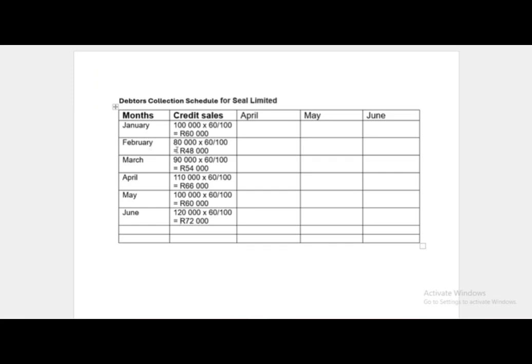All right, so credit sales for January 60,000. Credit sales for February 48,000. Credit sales for March 54,000. For April, 66,000. For May, 60,000. And for June, 72,000. We are going to collect from the credit sales. Everything that we collect in each month that is affected, we are going to collect from credit sales. That means we are going to collect from this.